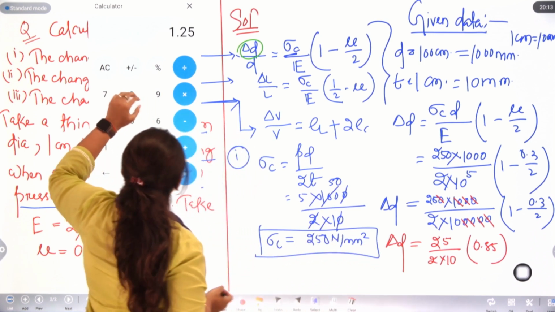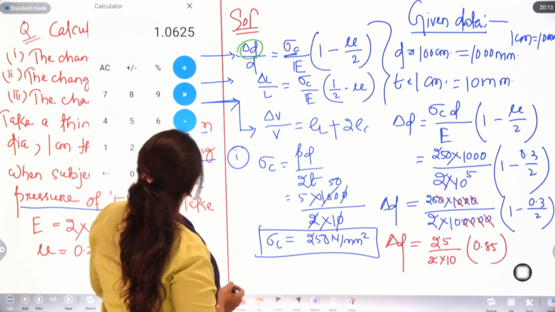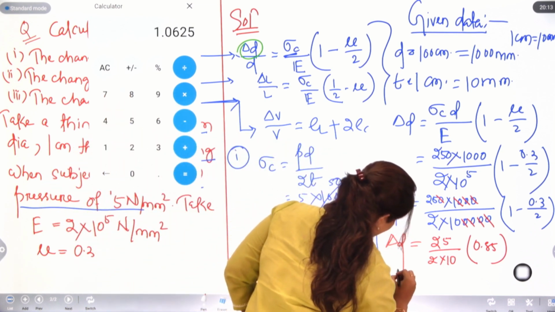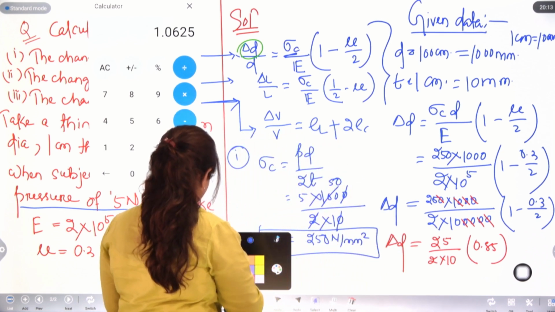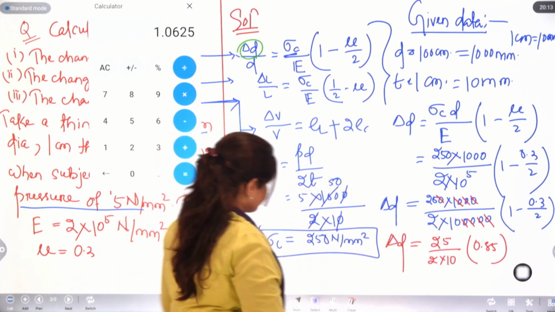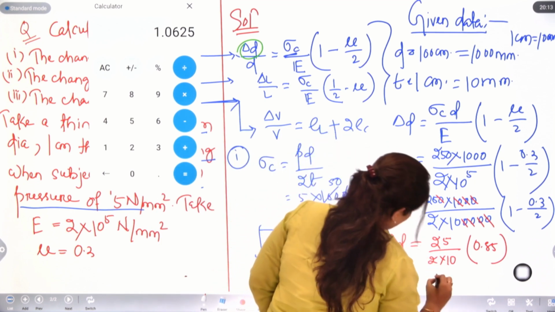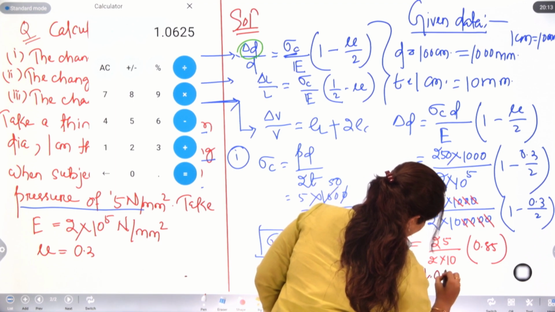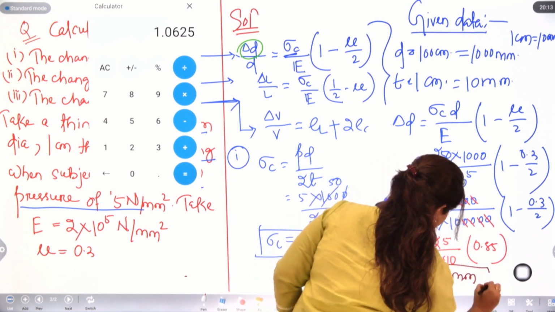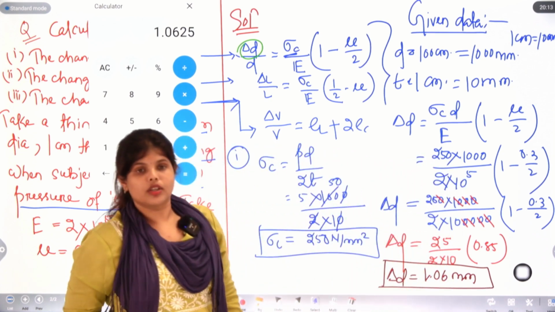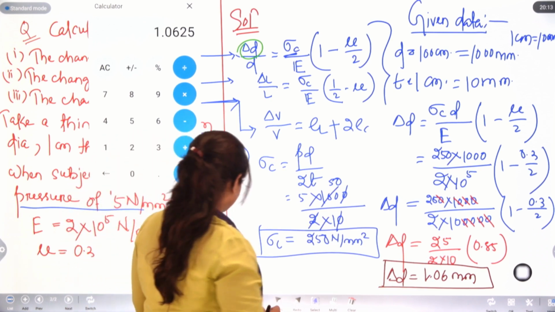(1.25) multiply with 0.85. So our change in diameter will be what? 1.06 mm. Right? We got our change in diameter value.